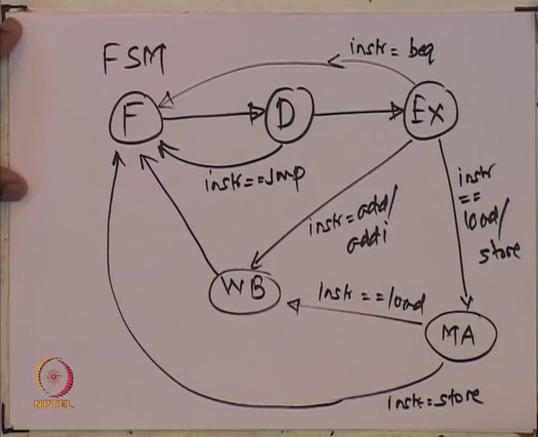What about the outputs? The output of the FSM is the main thing from the data path point of view and the CPU implementation point of view. The control signals are going to be generated by this FSM to guide and control the data path differently in different clock cycles, in different instruction subcycles.